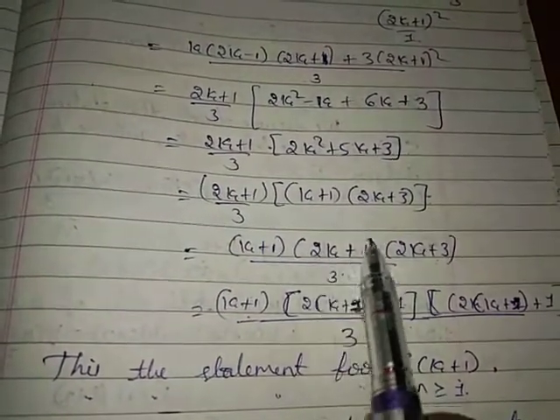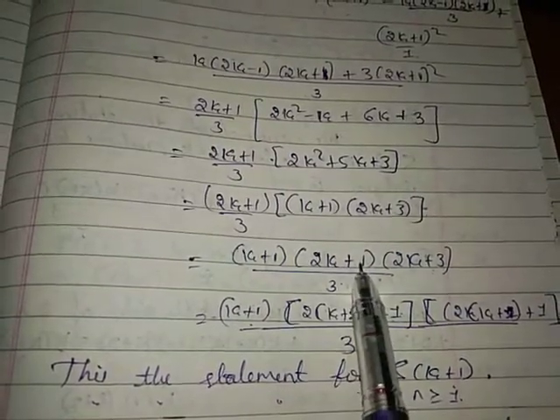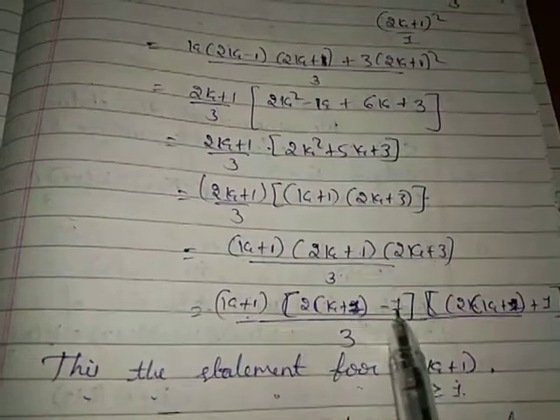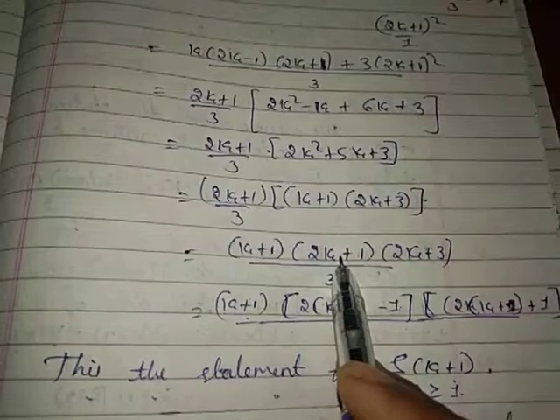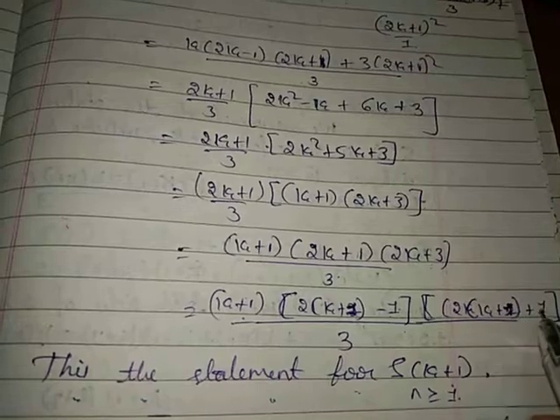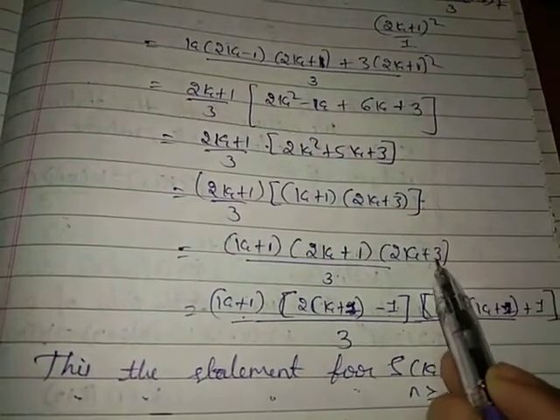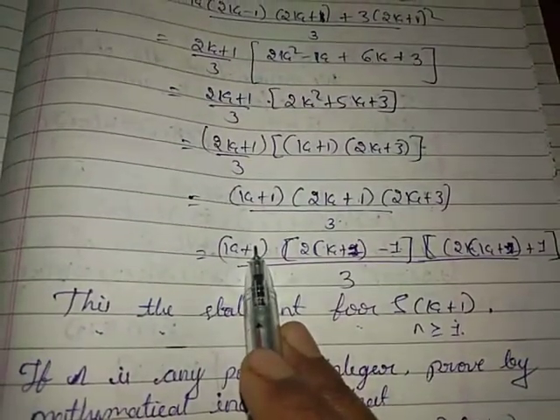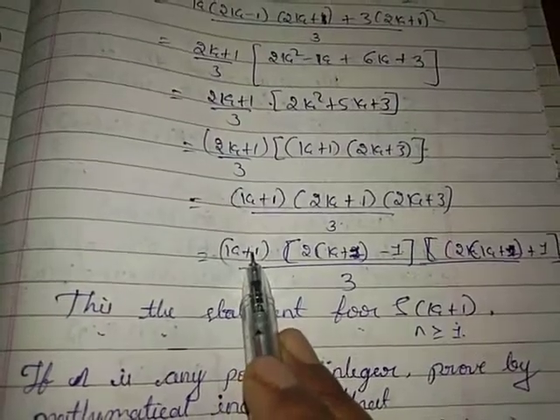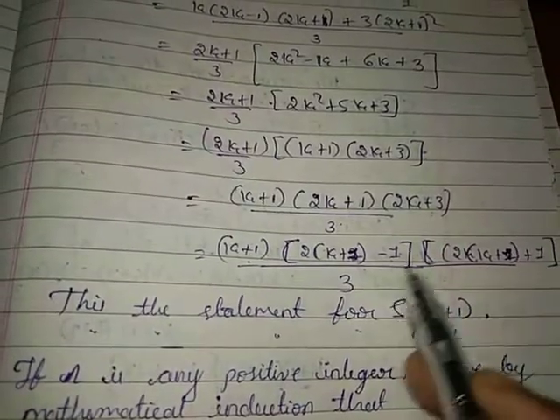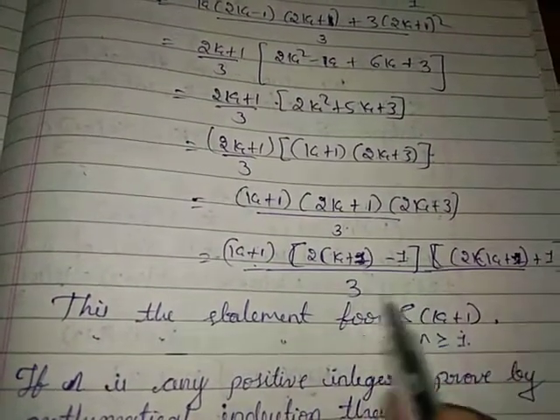Now I am making a small arrangement. I will rewrite 2k plus 1 as 2 of (k plus 1) minus 1. If you open this bracket and simplify, again you will get 2k plus 1. And I am going to rewrite 2k plus 3 as 2 of (k plus 1) plus 1. If you open the bracket, again you will get 2k plus 3. So if you replace k plus 1 by n, then it becomes n into (2n minus 1) into (2n plus 1) divided by 3. That is, if you replace k plus 1 by n, you will get the given statement as it is.